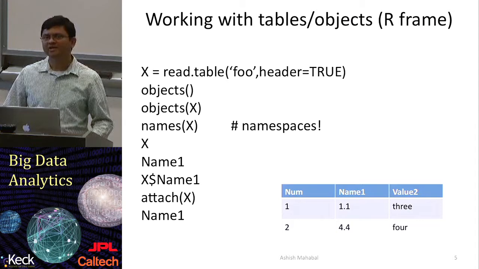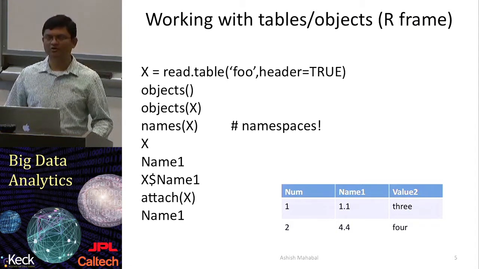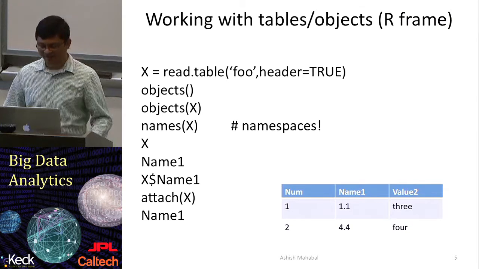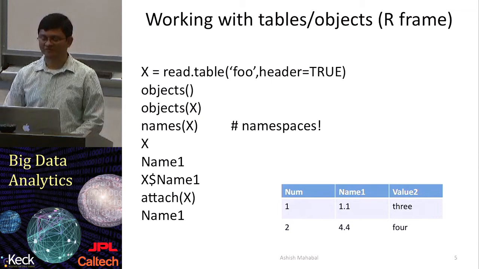Objects is a way to look at the objects that your current invocation of R knows about. And if you give it without any arguments, just the empty parenthesis, then it will tell you about all objects that R knows about in your current invocation of R. But X is where we have read our table into. So you can also say tell me what are the objects available in X. And then what it will show you are the names of the columns that you have. And if you type simply X, then the entire frame will be printed out for you. Name1 is one of the variables there.